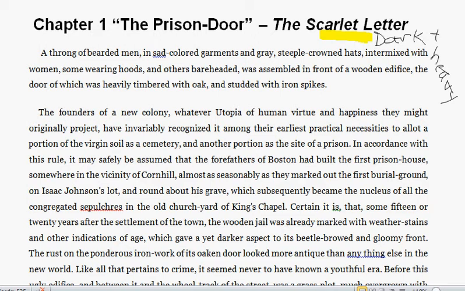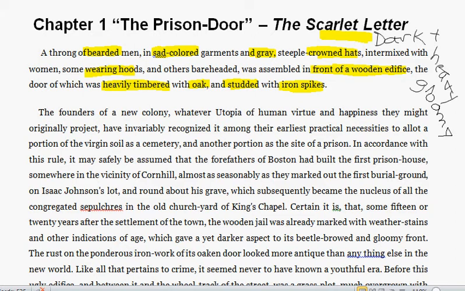I'm going to actually annotate the idea of bearded because I think that that goes along with covering and darkness. And so I have a throng of bearded men, sad colored garments, gray. They're wearing hats. They're wearing hoods. They're in front of a heavy wooden edifice. It's heavily timbered. It's oak. It's studded with iron spikes. This all sets up a rather gloomy, dark, heavy mood for this piece. And I'm even going to add gloomy in here.